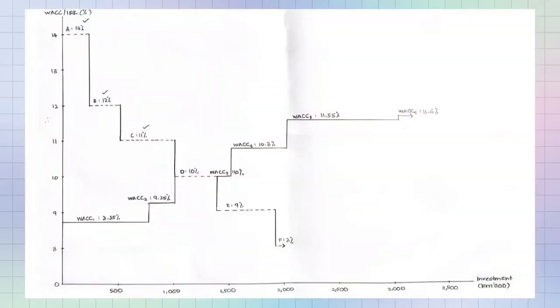As you can see, the graph is using the previous data. It shows how the size of capital budget affects the firm's marginal cost of capital. The cost of capital for new financing increases as the amount invested and financed increases.